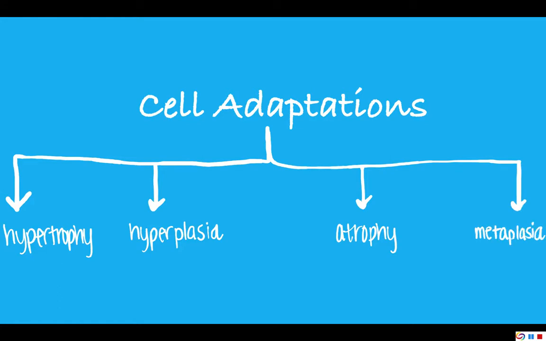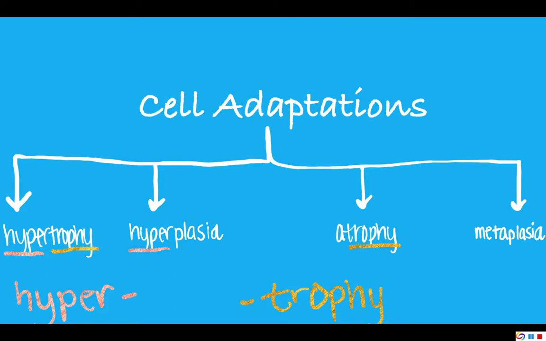So notice that some of these words have similar parts to them. First of all, the two words on the left, hypertrophy and hyperplasia, both have hyper in them. When you see hyper, think a lot of, or more, or bigger. And then trophy is in two of them, hypertrophy and atrophy, and this is referring to the size of the cell. So hypertrophy, we just said hyper is more or bigger, and trophy is talking about the size. So hypertrophy is going to be bigger cells, and atrophy is going to be smaller cells. And we'll get into more details on each of those.